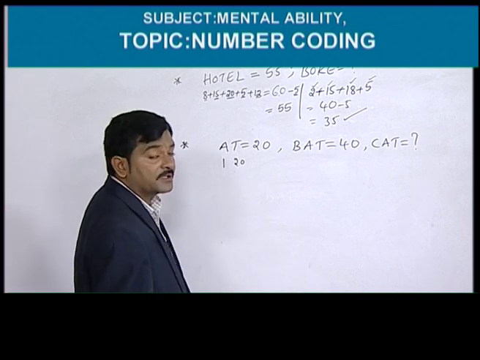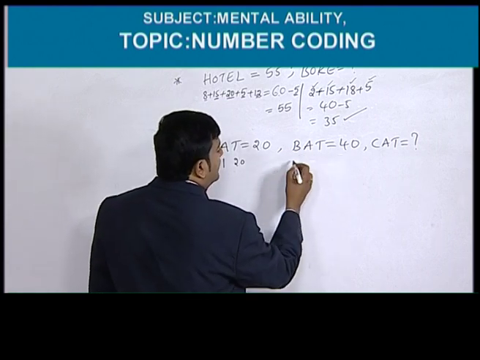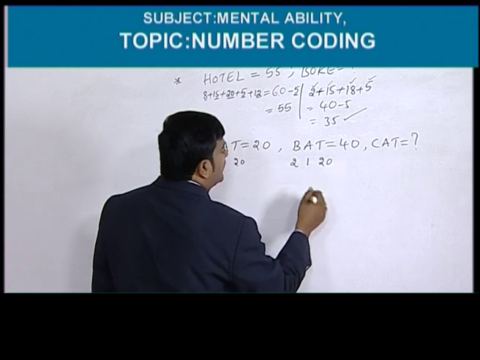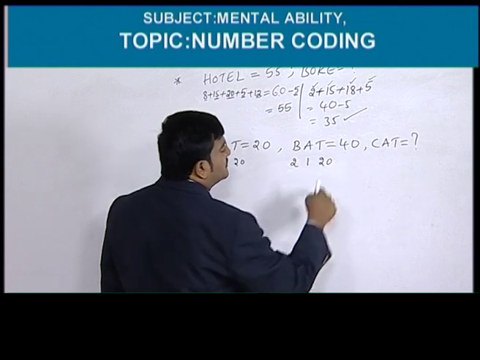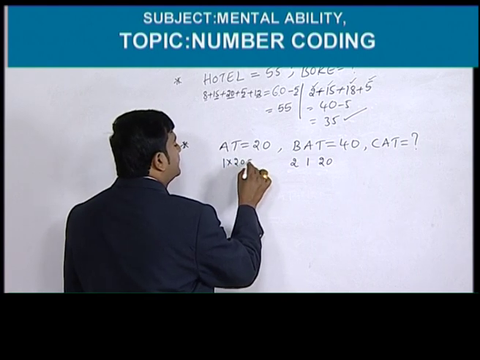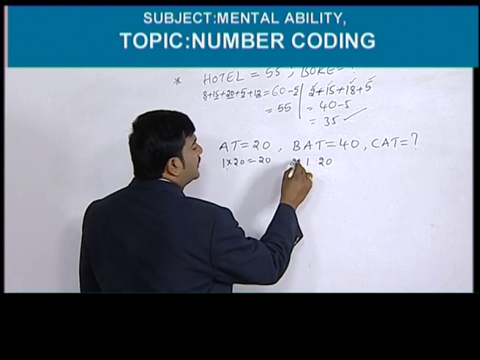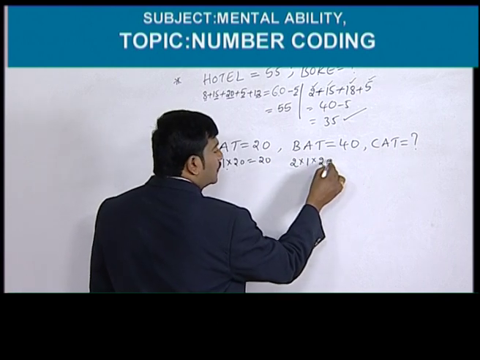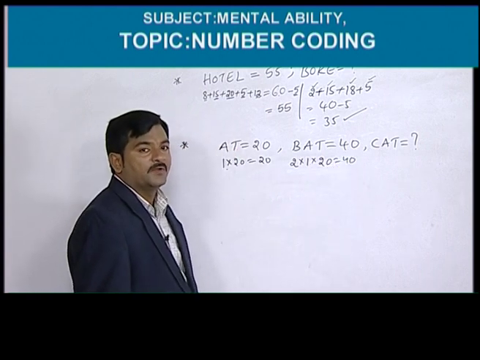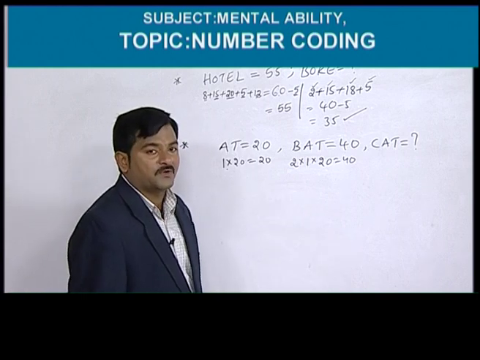We can take the second word also, so that you will get the idea. Second word is what? bat. B means 2, a means 1, t means 20. If I am adding, is it possible to get 40? No. What does it mean? There is a concept of multiplication. 1 into 20 is equal to 20, 2 into 1 is equal to 2, 2 into 20 is equal to 40. There is a concept of multiplication. So the same concept you can apply for the given word cat also.